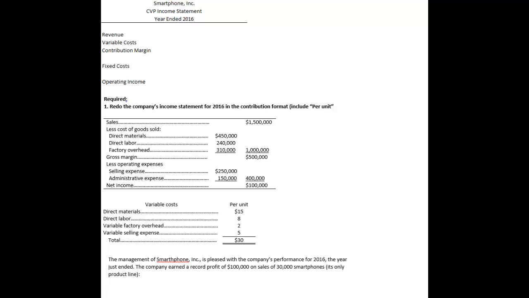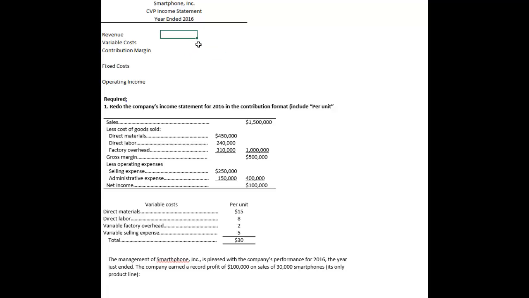So the first thing we're asked to do in this problem is to take the traditional income statement prepared according to GAAP and transfer that into a cost volume profit related income statement. So I've pulled certain pieces of the problem and kind of rearranged them on the screen for us here. We've got that traditional income statement, we've got our variable cost per unit, and then also this is going to be important here, how many smartphones we sold to achieve this level of profit.